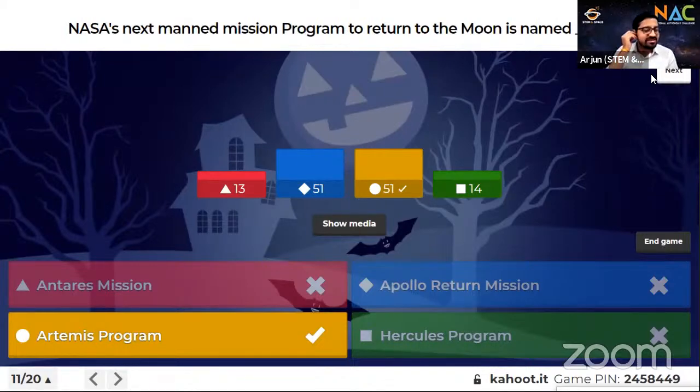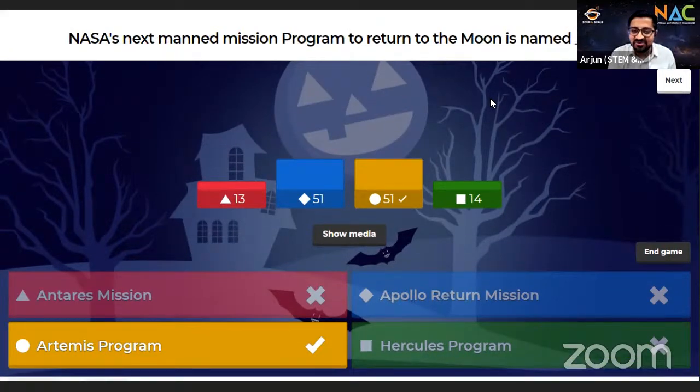Yes, good job. It is called Artemis. Now, here is the thing. Yes, I can see why half of you, we have an equal number of students answering for Artemis and Apollo return. But yes, the correct answer is Artemis. So the thing is that in mythology, Apollo, the god after whom the first moon missions were named, has a sister called Artemis. So now when NASA decided to return to the moon, they decided to name it Artemis.